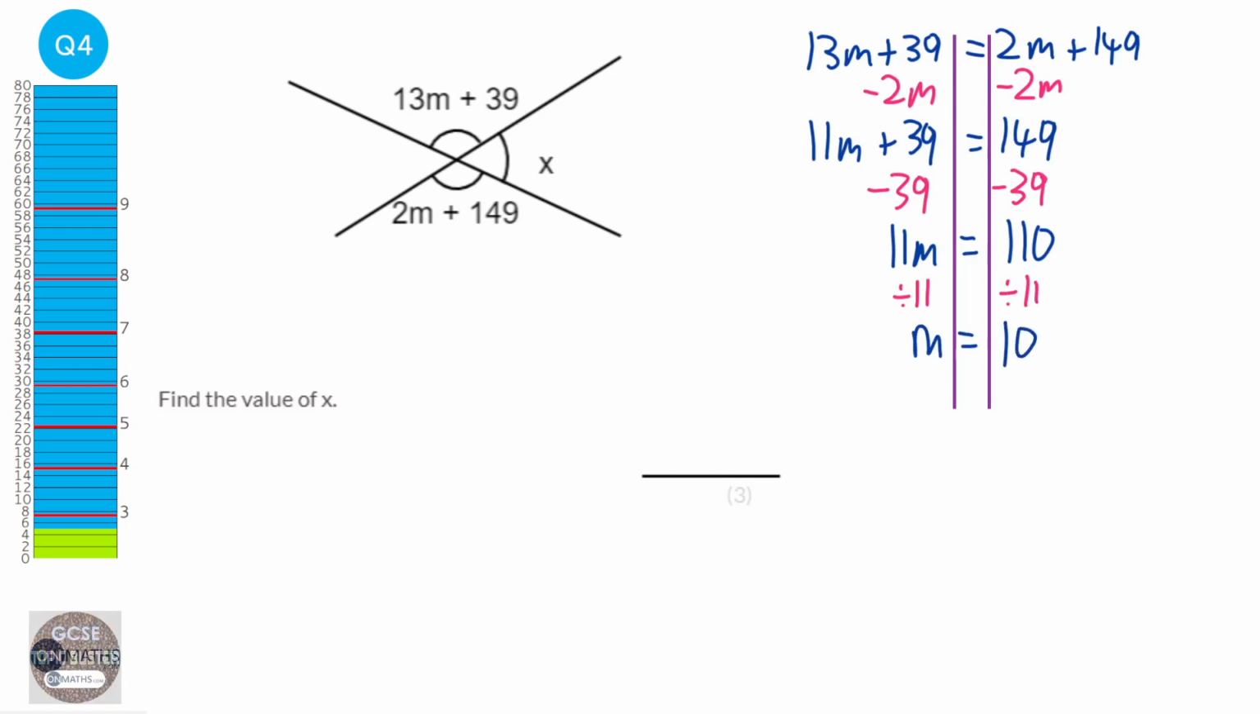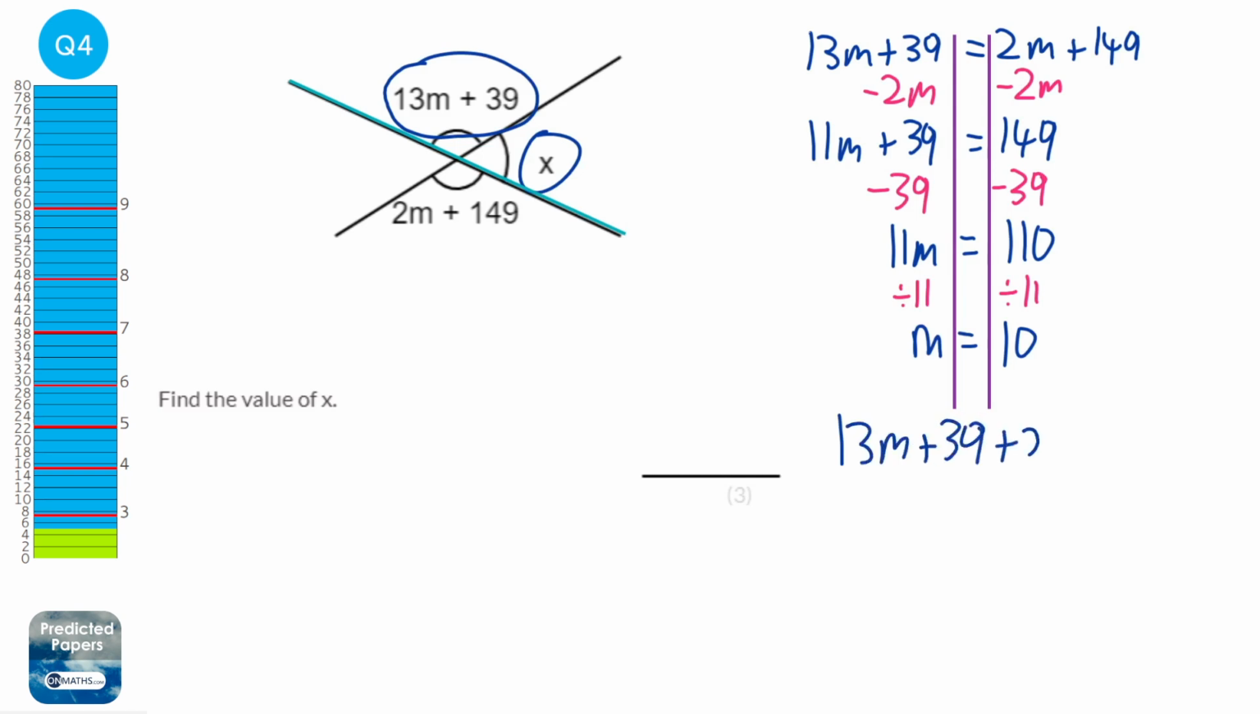So we know if m equals 10, we can then work out x, and the way we can do that is the fact that this one and this one are both on a straight line, so they are both on this straight line here. So we know that they've got to add up to 180. So let's write that down. 13m plus 39 plus x is equal to 180 degrees, or I don't normally put that in for the working out, I always put that in for the answer.